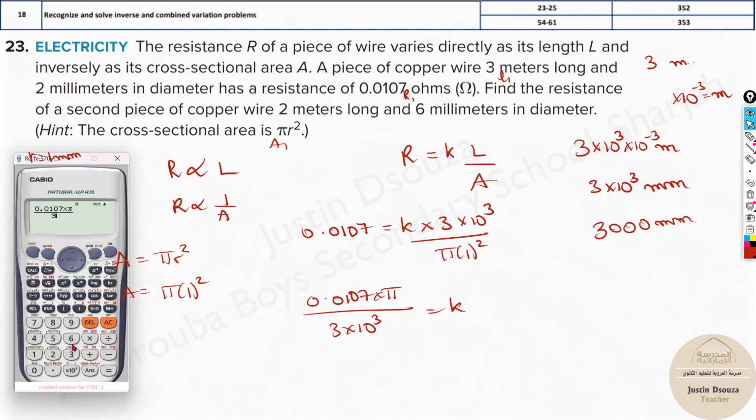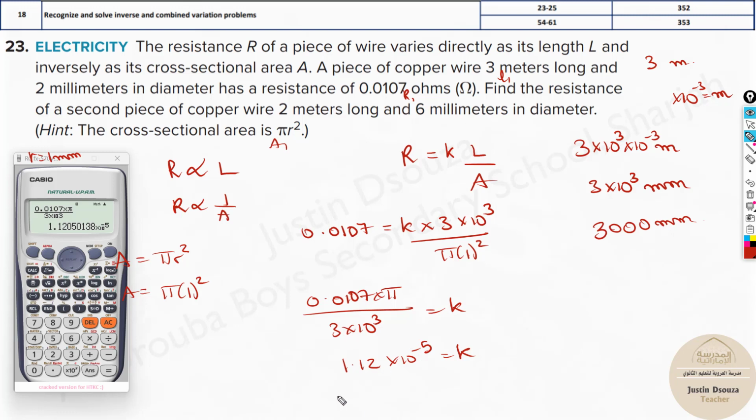Now for the 10 to the power minus 3, you have this option, so you can directly give 10 to the power plus 3. Sorry, plus 3, not minus 3. And this is the answer here. Let's just write it out. It'll be 1.12 into 10 to the power minus 5. That is the K value.